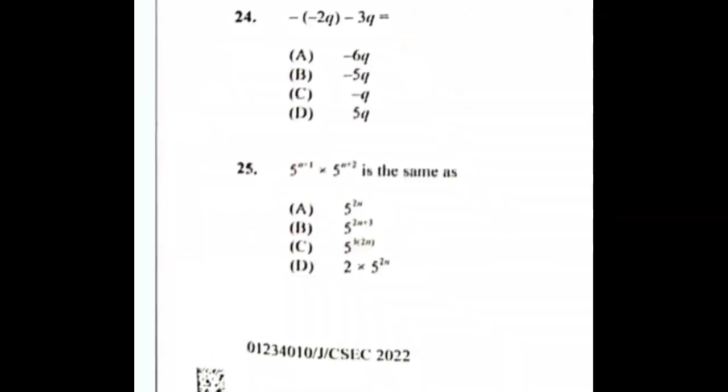So now I'll do 24 and 25. This works out to be a nice easy one. Minus by minus is a positive, so it will be 2q minus 3q. I have 2 and I owe 3, so that means I owe 1. So C is the answer for 24.